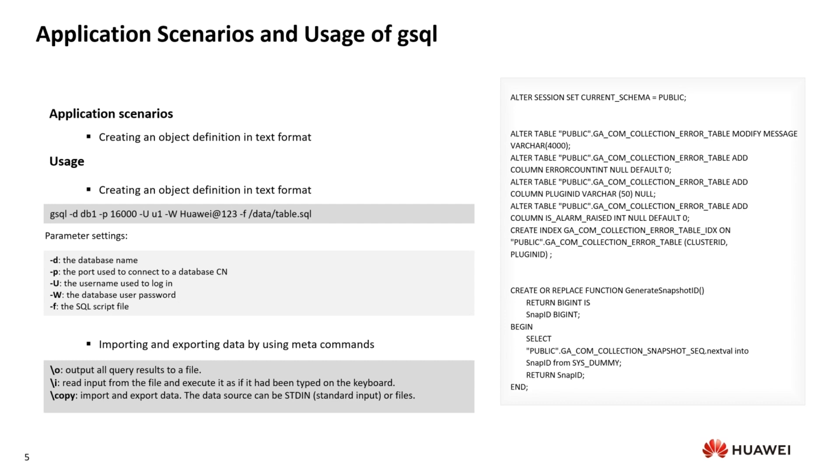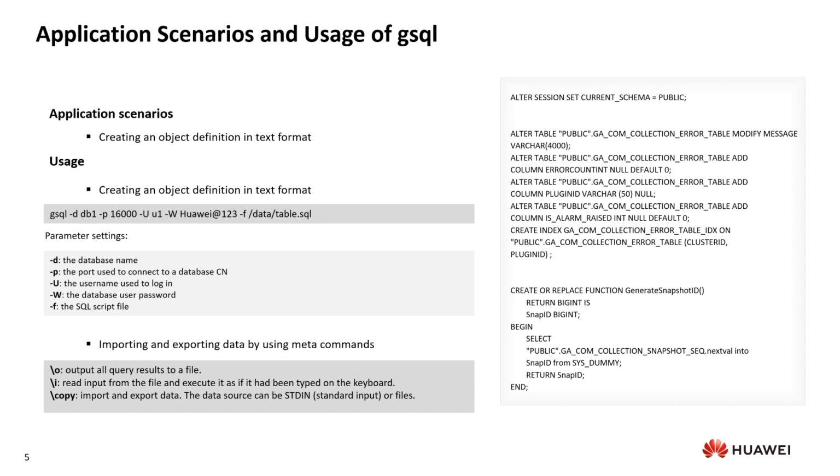Now let's take a further look at the gsql client tool. The gsql is used to create object definitions in text format and to import or export data. Here are the parameters you need to know.